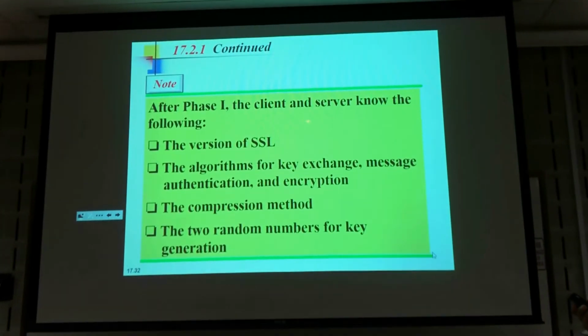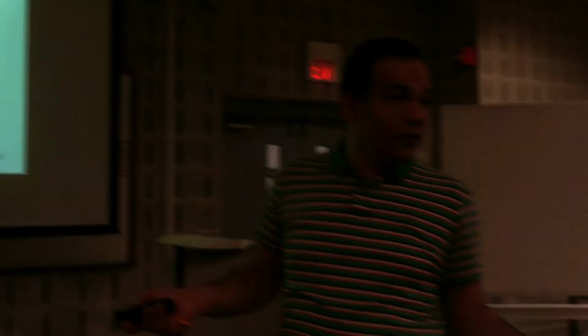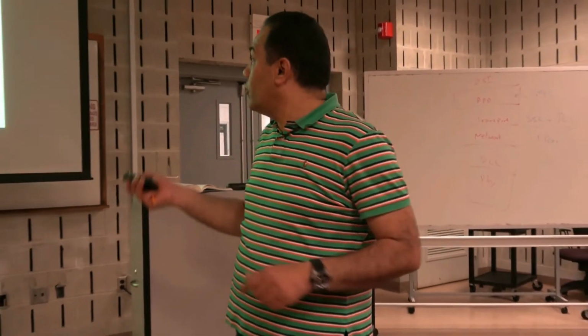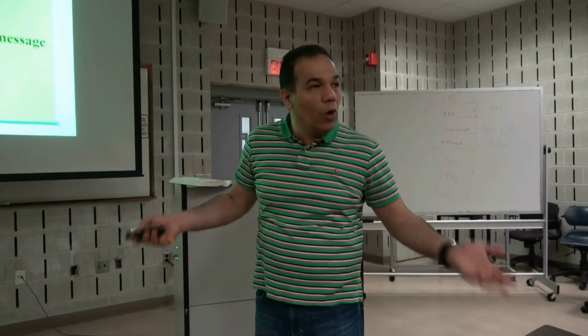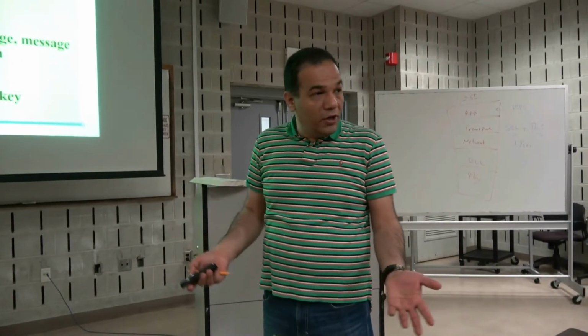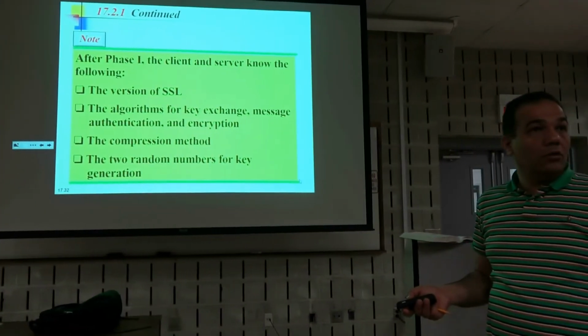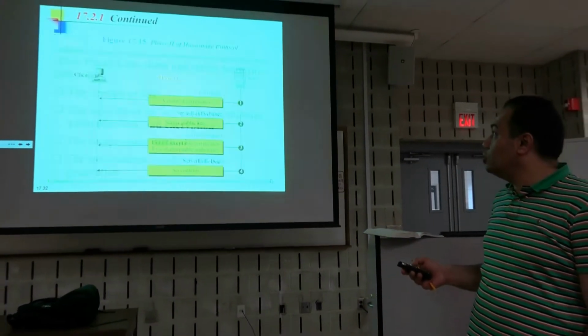So after phase one, the client and server know the following: the version of SSL, because there are different versions of SSL, so they have to agree on the version, right? The algorithms for key exchange, message authentication, and encryption. So for encryption, what are we using together? DES, triple DES, something else? We have to agree, right? For authentication, are you using SHA-1? Are you using MD5? They have to agree. Then the compression method, they have to agree on the compression method. And then the two random numbers for the key generation. They have to agree on the random numbers for key generation.